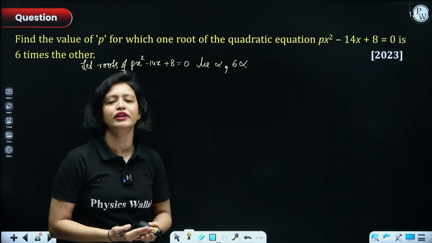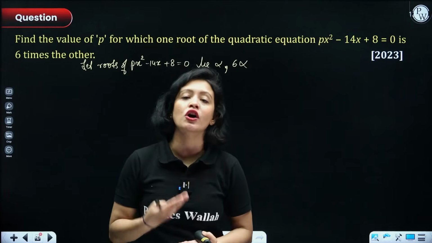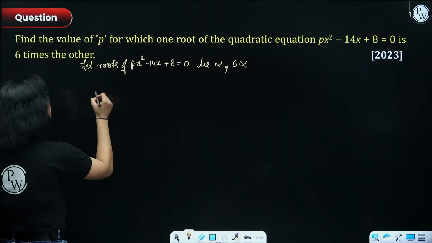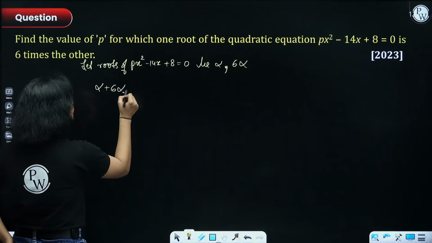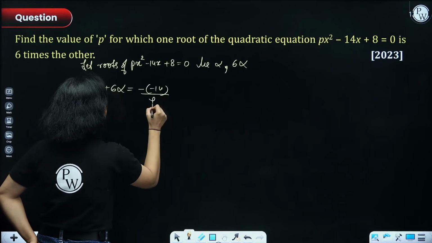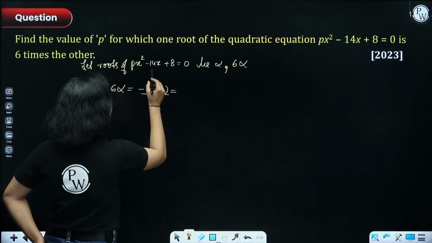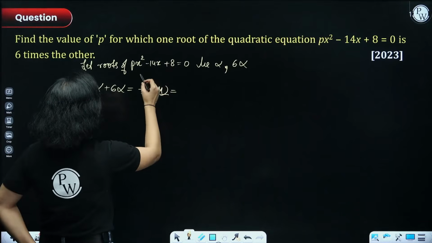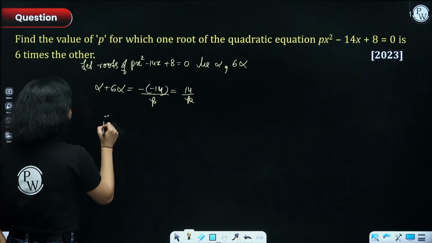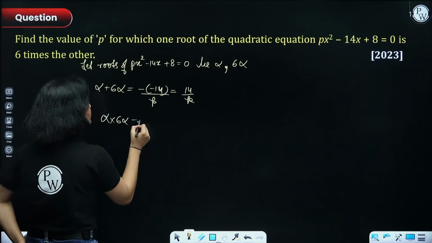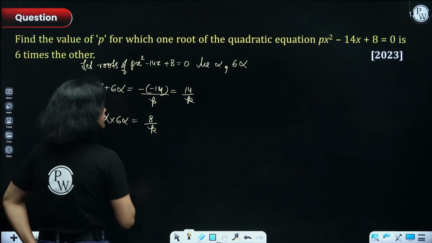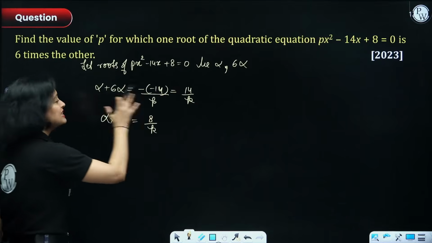Okay, now here everyone, you are going to use the concepts you have learned in the chapter polynomials. What concepts? So we know first of all that sum of roots would be equal to minus b by a. Minus b by a. Do you remember this? Yes. So minus of minus 14 by p, that is 14 by p. Okay, and alpha into 6 alpha, that means product of roots would be equals to c by a. C by a means 8 by p.